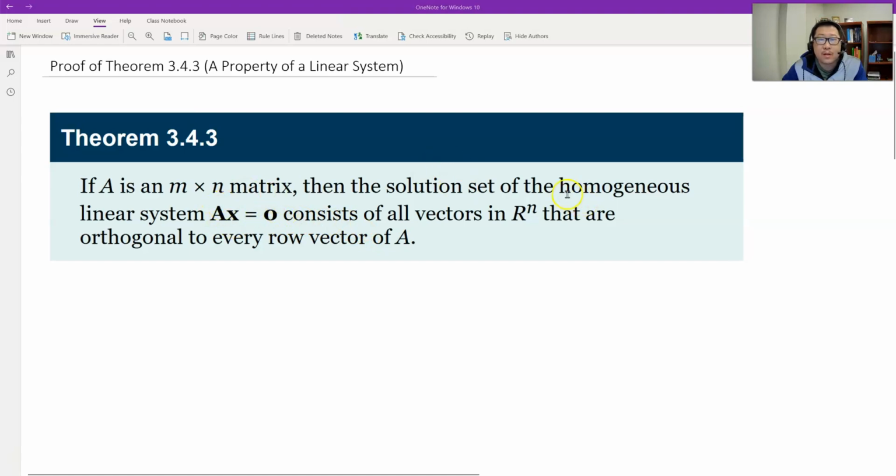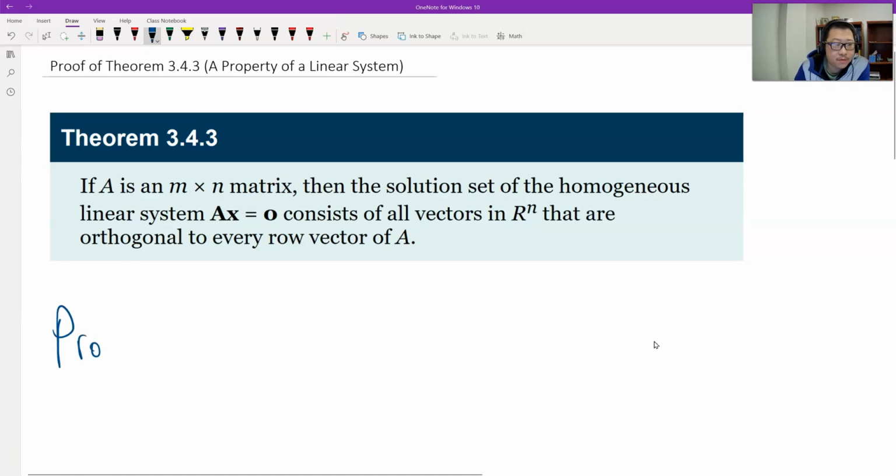the solution set of this linear system consists of all vectors in n-space, since the size of x should be n, that are orthogonal to every row vector of A. So any solution is perpendicular to each row of the matrix A. Why? We can prove this easily. Let me set up.